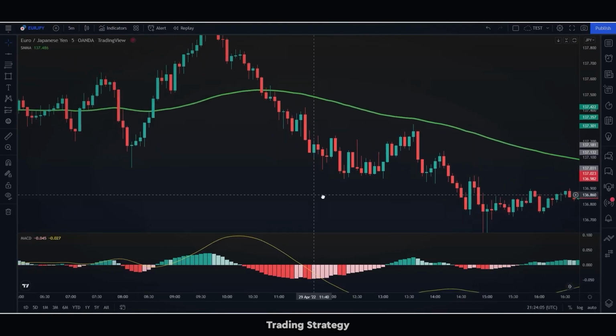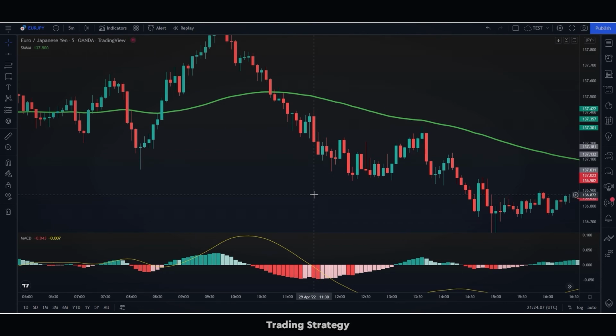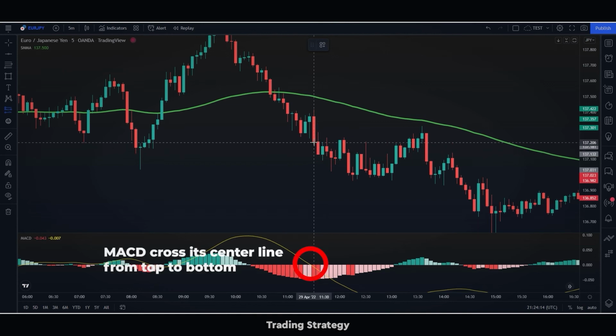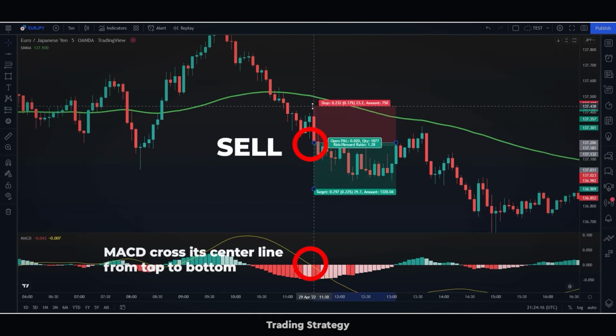To carry out a sell operation, we wait for the price to go below the 50-period smooth moving average. Then we wait for the MACD to cross its center line from top to bottom. A sell order will be opened at the opening of the next candle.